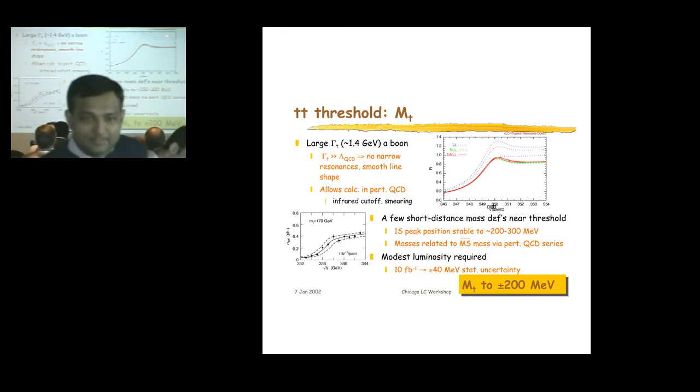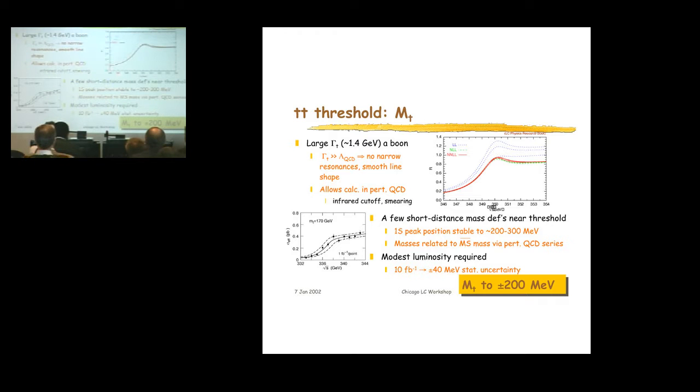Shown here for one of the definitions, you move from the blue to the green at next to leading log, but now the next to leading log is much closer. It's a much smaller correction than we had with the pole mass definition, and you can essentially predict the position of this residual 1s-like resonance peak to about 200 to 300 MeV, which will set the scale of how well you can extract the top quark mass.